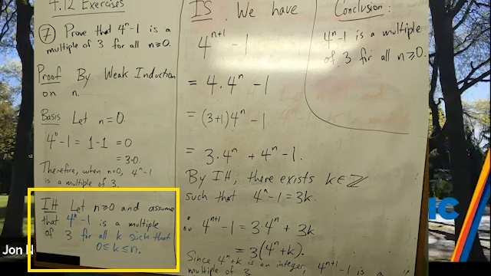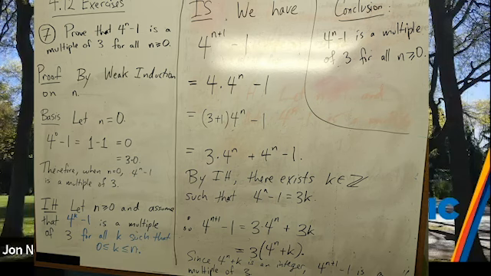And then what I'm going to say is assume that 4 to the k minus 1 is a multiple of 3 for all k between 0 and n. Or in other words, for all k such that 0 is less than or equal to k, which is less than or equal to n. So that just means all k between 0 and n.